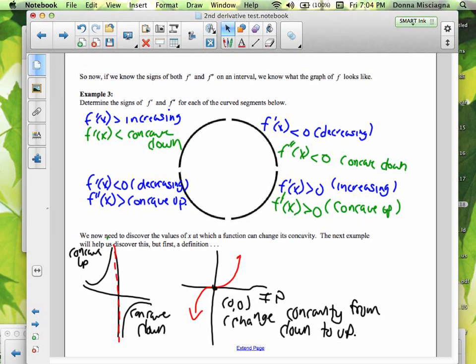So now, if we know the signs of both the first and second derivative on an interval, we can know what our function looks like. So we're determining, I have it written all for you, and I believe it's in your notes: determine the signs of f prime and f double prime for each of the curved segments below. All right, so notice here each one of these corresponds to a different segment. So this goes to the one on the upper left. This one goes with the lower left.